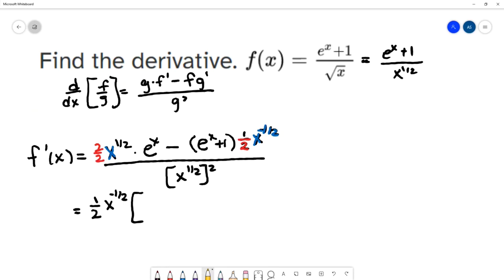I factored out that 1/2, so that's gone. I'll still have a 2. And when I factor something out, I'm dividing it out. So I can think of it as x to the 1/2 over x to the negative 1/2. And then I also have that e to the x.